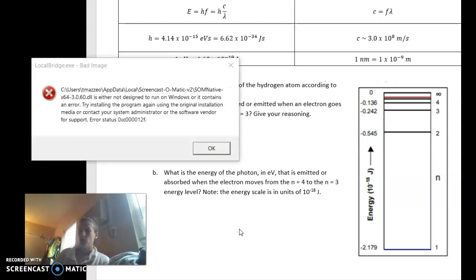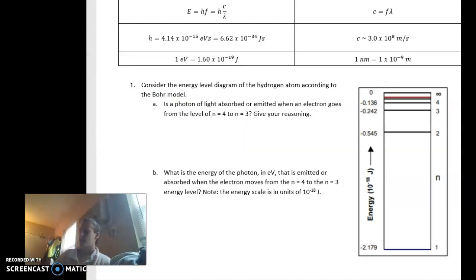So the n equals 4 energy level has 0.136 times 10 to the negative 18th joules. And the n equals 3 has 0.242 times 10 to the negative 18th joules. Notice when I'm saying these values, I'm ignoring the negative, because the negative simply is telling me that the electron is still stuck really close to the nucleus or inside the atom.